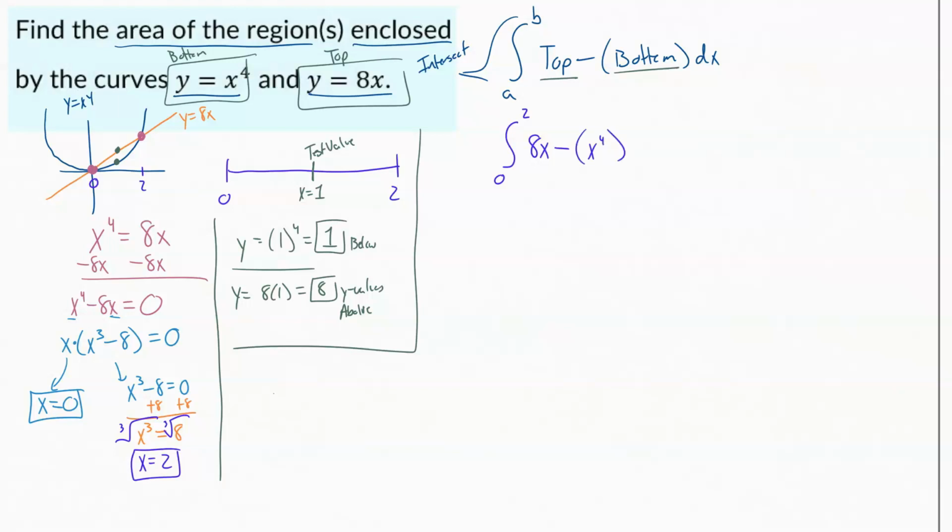Always put the bottom equation in parentheses just as a habit, because sometimes, like this one, it's not a big deal because it's just x to the fourth right here. But if there was more going on, we would need to distribute this negative sign back through all of those pieces. And so that's why putting your parentheses around that bottom equation will always save you in the end. So rewriting this, dropping the parentheses, simplifying it down, we're looking at 8x minus x to the fourth.